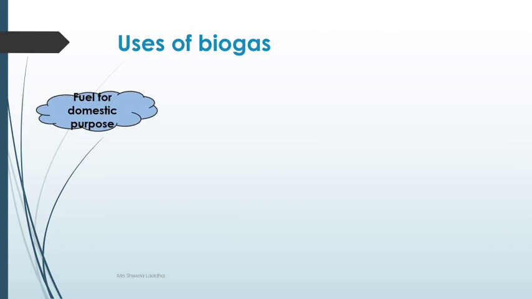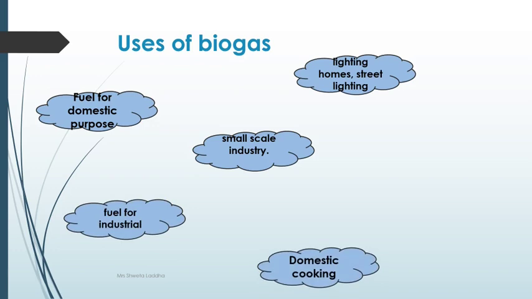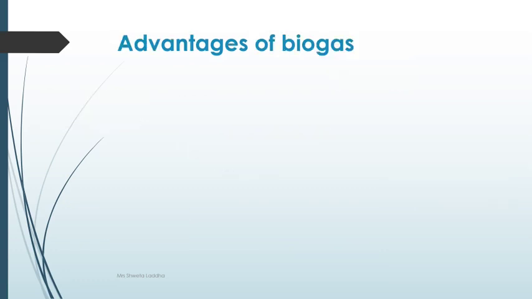What are the uses of biogas? It is used as fuel for domestic purposes. It can be used as a fuel for small scale industry, lighting our homes, lighting the streets, and fuel for larger industries also. It can be used for cooking in the domestic household. It also improves sanitation, because when biogas is prepared, we are using all the remains, the biodegradable waste. We are making slurry, the dung. Thus, we are cleaning the environment. So, these are the uses of biogas.